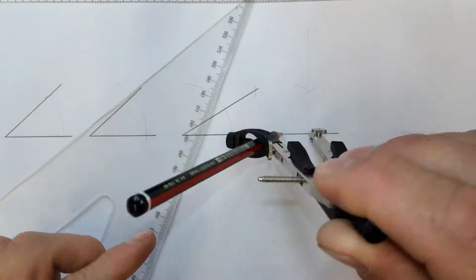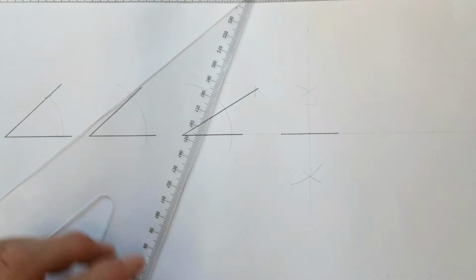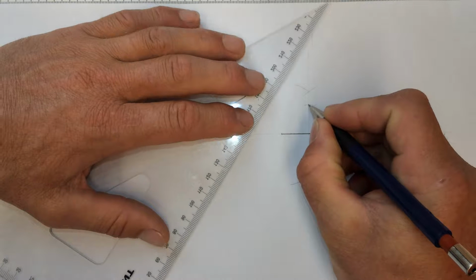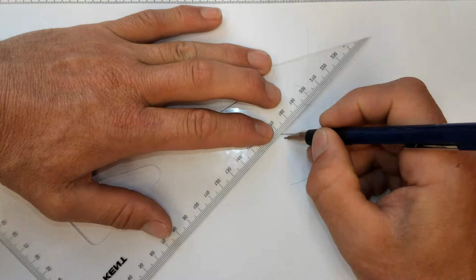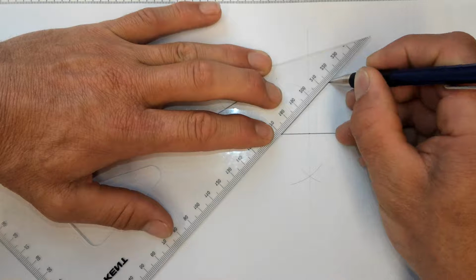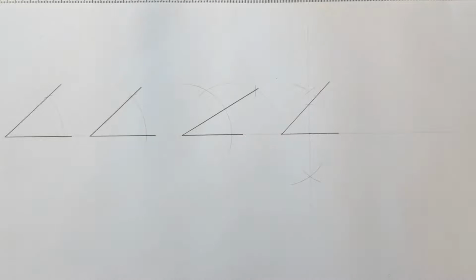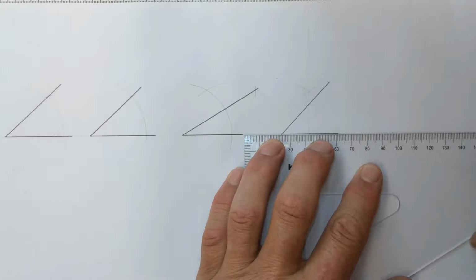Yeah, we'll swing an arc up to there, and that point of where that arc hits that bisect perpendicular line is where your 45 degree angle will be. The next angle we're looking at will be a 60 degree angle. So I'll start once again by laying down my first leg to start with.